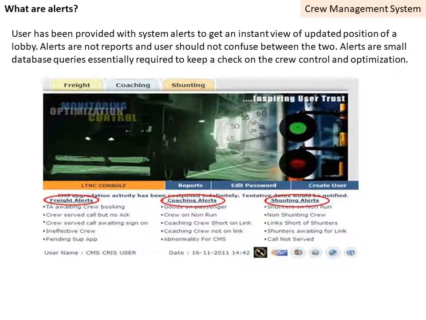User alerts. The user has been provided system alerts to get an instant view of the updated position for the lobby. Alerts are not reports, and users should not confuse the two. Alerts are small database queries essentially required to keep a check on crew control and optimization. These are coaching alerts, freight alerts, and shunting alerts. These alerts can be fed by the loco supervisor only.